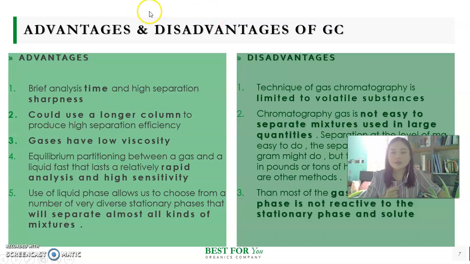And then I will talk about the advantages and disadvantages of gas chromatography. The advantage of gas chromatography is the speed and high separation sharpness. And then second, it can use a longer column to produce high separation efficiency. And then third, the gas has very low viscosity. And then fourth, rapid analysis and high sensitivity. Fifth, it can separate almost any kind of mixture.